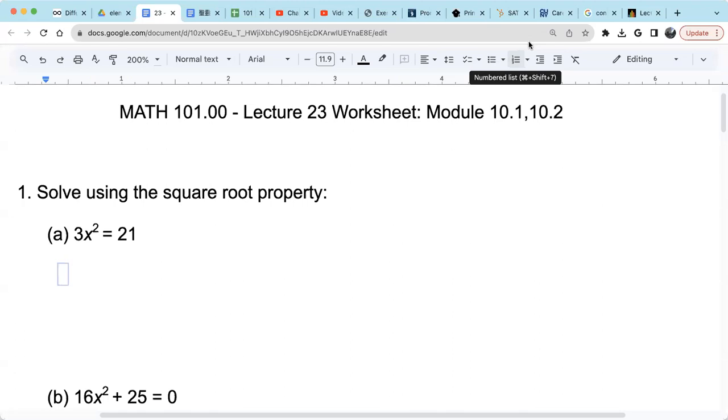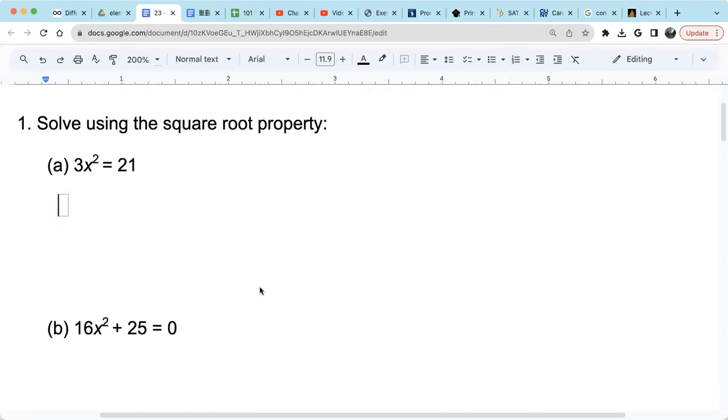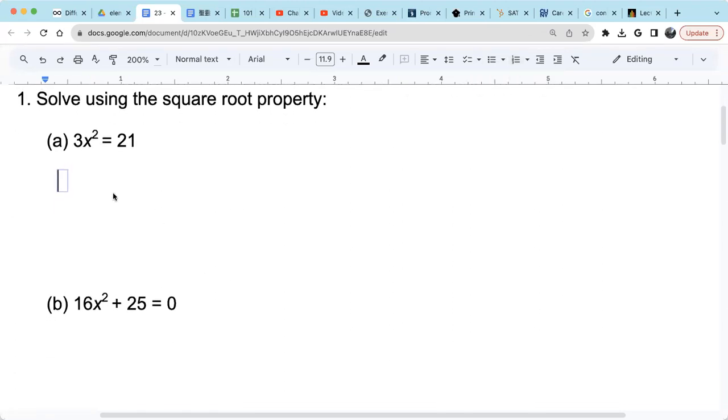Okay, lecture 23. We want to solve these quadratic equations. So for A, we see 3x squared equals 21. So we divide by 3 on both sides. We get x squared equals 7.